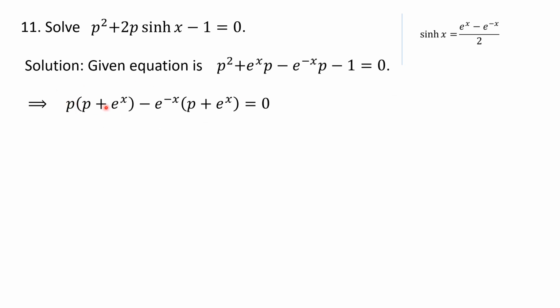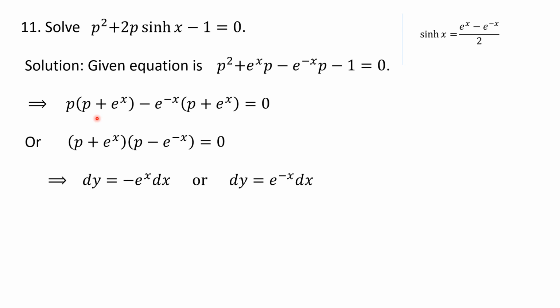P is common, p plus e power x, so write p plus e power x, what is left out is minus e power minus x. So minus e power minus x into p, that is the third term, minus into plus, minus e power minus x into e power x is e power 0, that is 1, minus 1 we will get. So that means the factors are p plus e power x into p minus e power minus x equal to 0. Equate each to zero, we will get, after separating the variables, dy is equal to minus e power x dx, and dy by dx is e power minus x, or dy is equal to e power minus x dx.